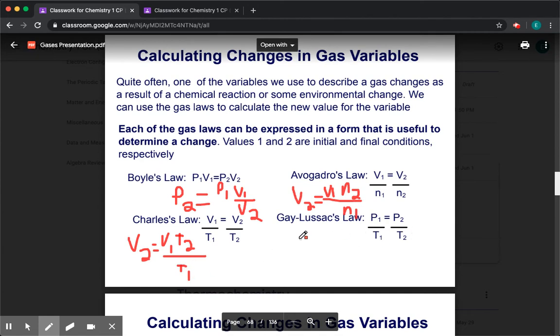And then Lussac's law, you're going to get P2 is equal to P1 T2 over T1. Okay. I'm going to circle in green the ones, or the part of the equation, that I want you to focus on. Okay. Look at this.